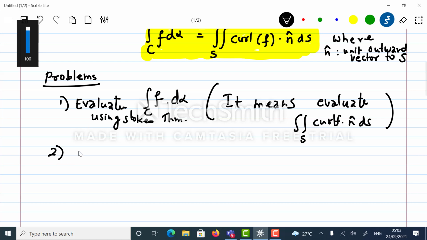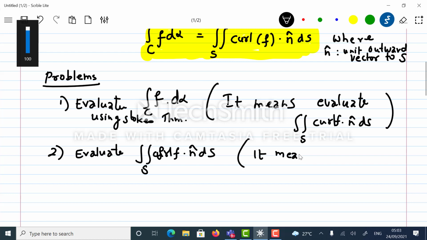Second question could be: evaluate the surface integral of curl f dot n cap dS. What does it mean? It means evaluate the line integral of f.